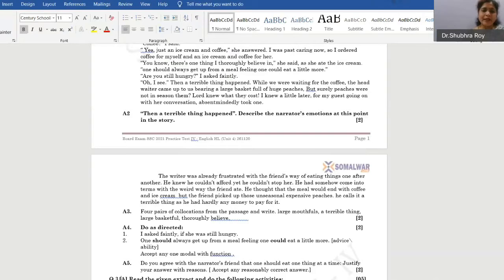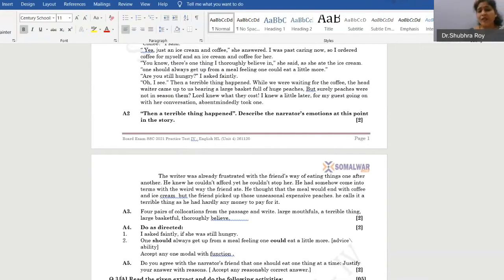Now, do you agree with the narrator's friend that one should eat one thing at a time? If you see this one, then you have to accept any reasonably correct answer. We have accepted any reasonably correct answer. But what do you usually write in such kind of an open-ended question? Because this is an open-ended question. So, do you agree with the narrator's friend that one should eat one thing at a time? If you feel that it is yes, you write yes. I feel that the narrator's friend is right when she says one should eat one thing at a time. Then you have to justify your answer.